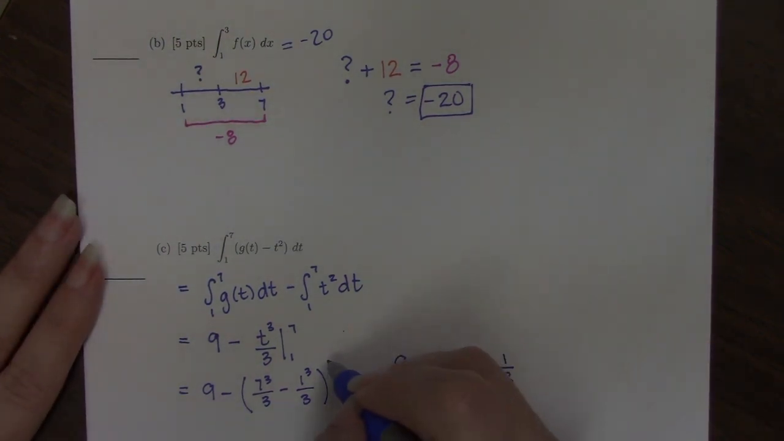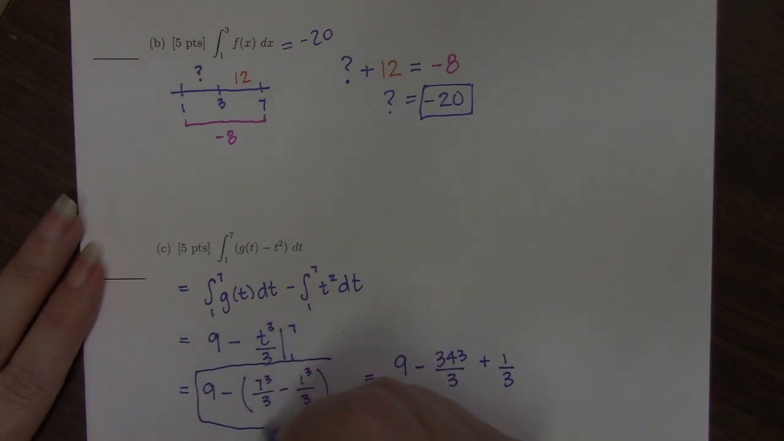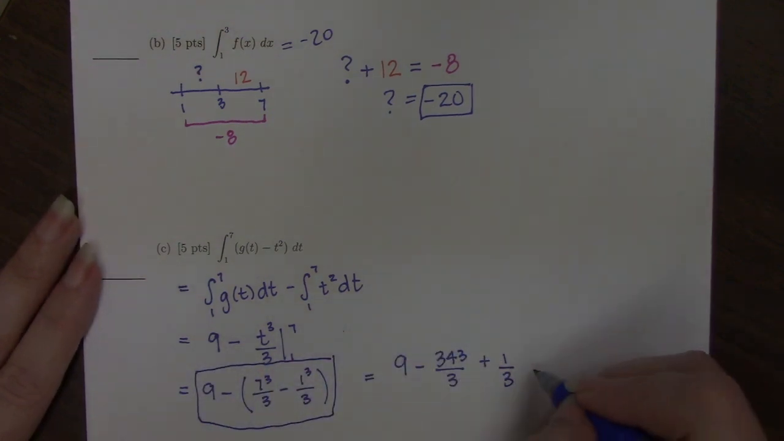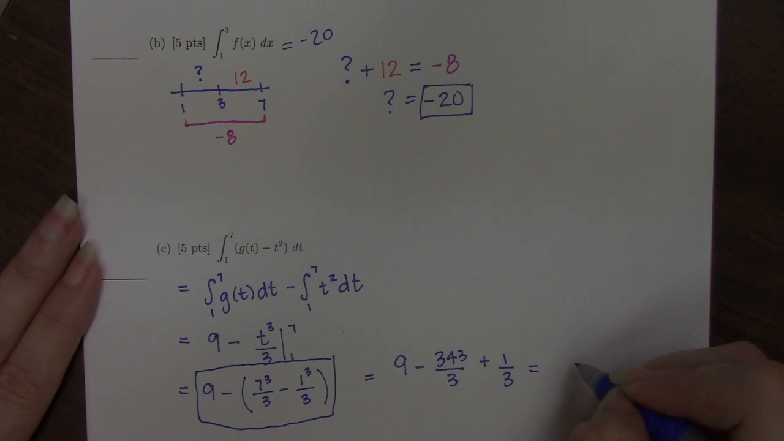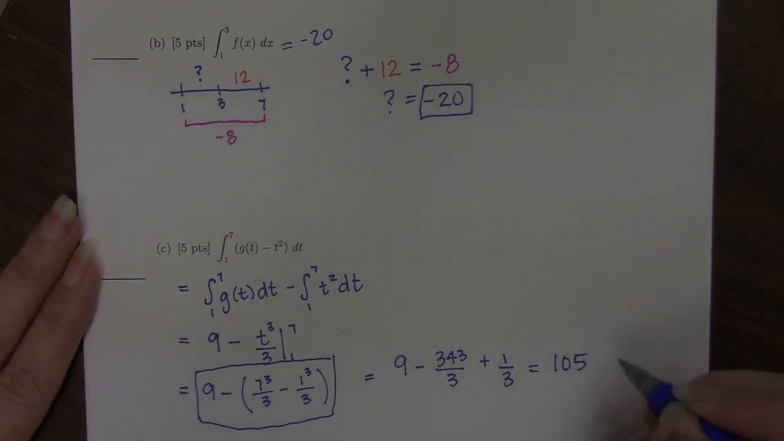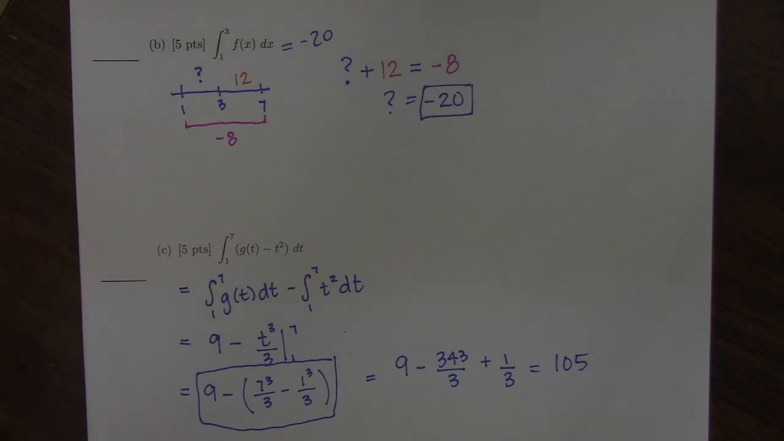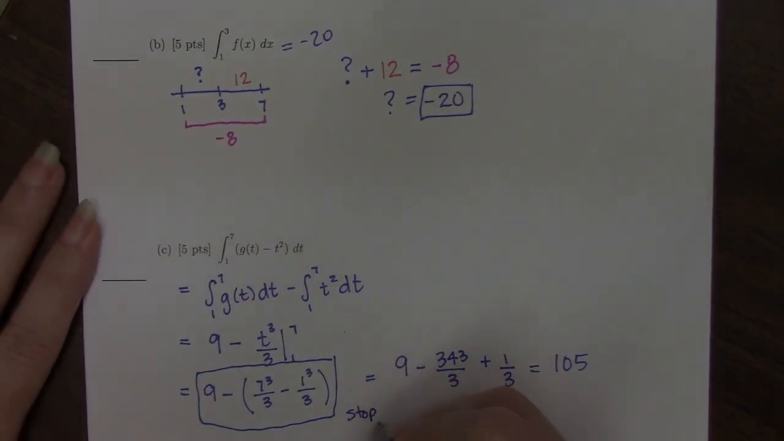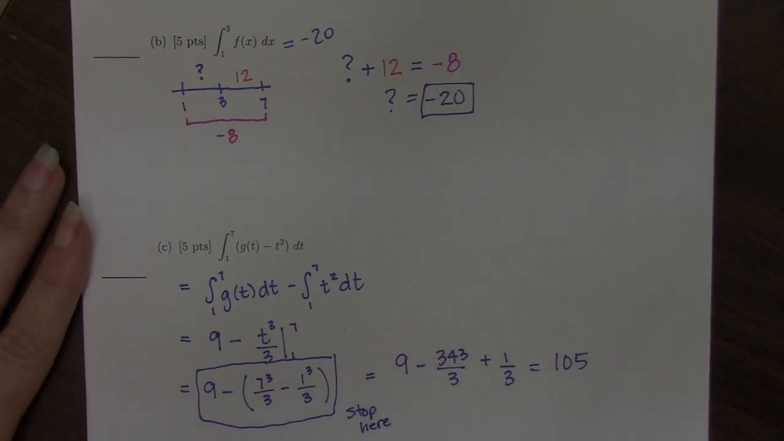And so it is perfectly okay to stop back here, but if you want to keep going, this will end up adding up to 105 after you get a common denominator and add, but I would just stop here. There's no reason to keep going.